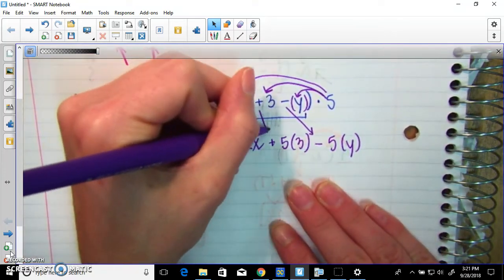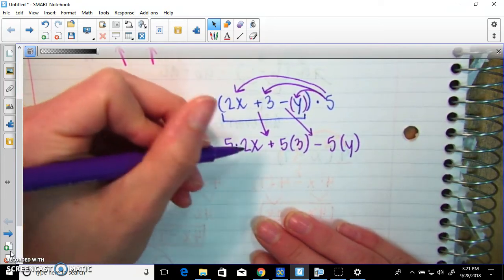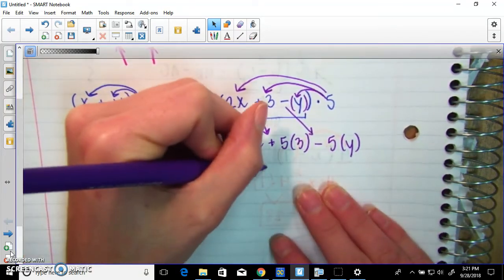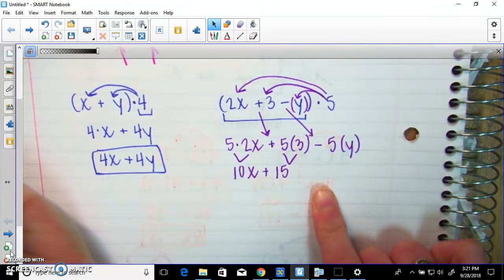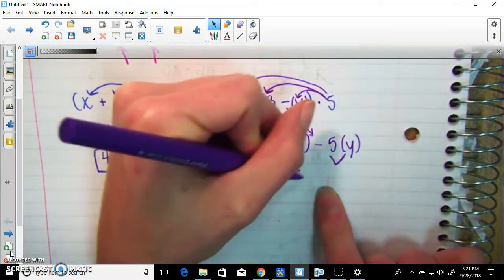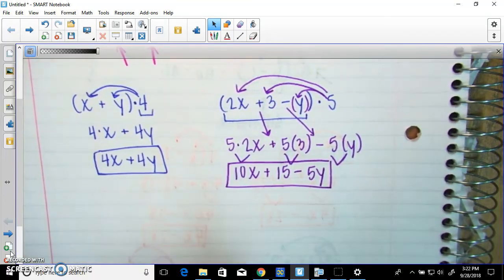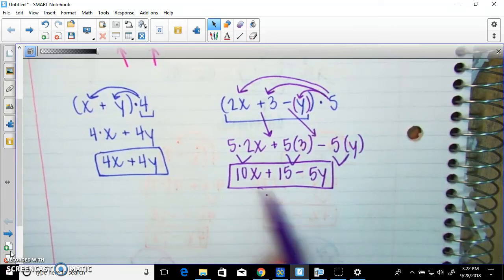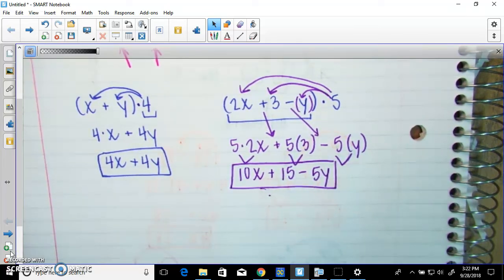So notice I didn't change any of the signs. And let's simplify. 5 times 2x leaves us with 10x plus 5 times 3, which is 15, minus 5 times y, which is 5y. So you can distribute and actually end up with 3 or even more than that, more terms than that. 10x, 15, 5y, they're all completely different terms, so they cannot be combined.